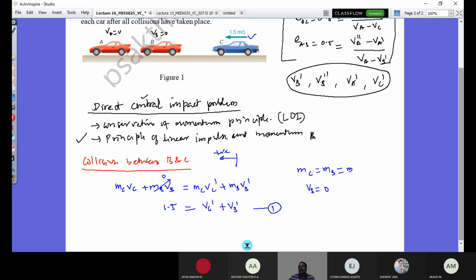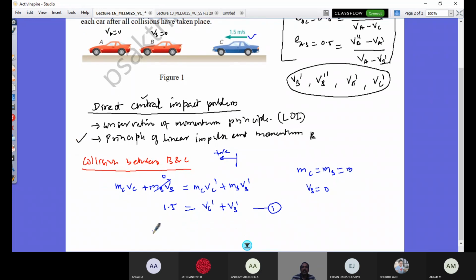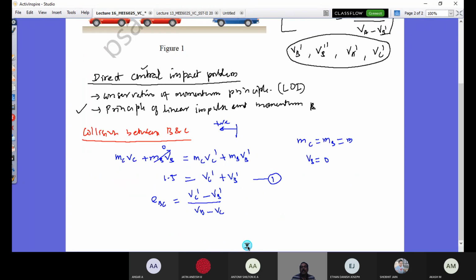And what is my equation number two? Equation number two is from the given data between B and C. So you are given eBC, the coefficient of restitution, as VC dash minus VB dash by VB minus VC. So substituting the values here, I would have VC dash minus VB dash, both unknown, and whereas VB is 0 minus VC is 1.5, and that is equal to 0.8. So I would have my second equation, VC dash minus VB dash, that's going to be 0.8 into minus 1.5. That is equal to, how much is it?